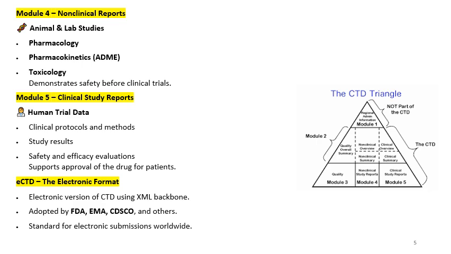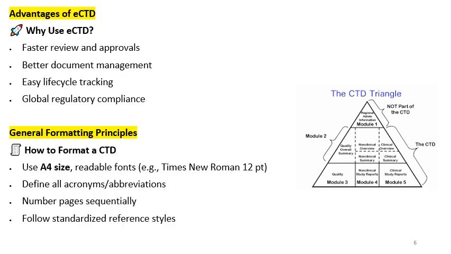Then what is eCTD? It is the electronic version of CTD using an XML backbone. It is adopted by the FDA, EMA, CDSCO, and others. Standard for electronic submissions worldwide. So CTD and eCTD are similar. The only difference is that eCTD is an electronic format that can be submitted. Advantages of eCTD: it provides faster review and approvals, better documentation management, easy life cycle tracking, and global regulatory compliance. These are the advantages.